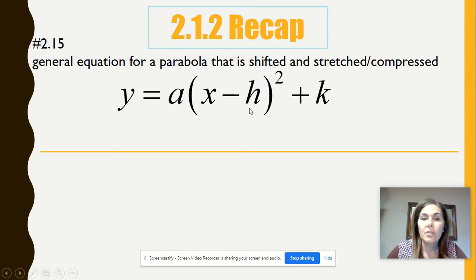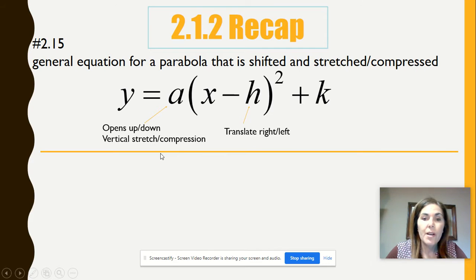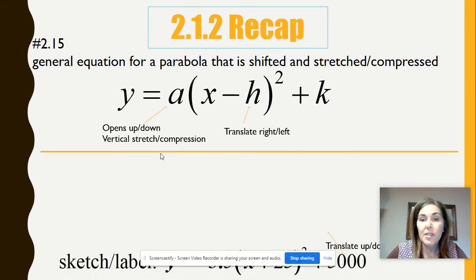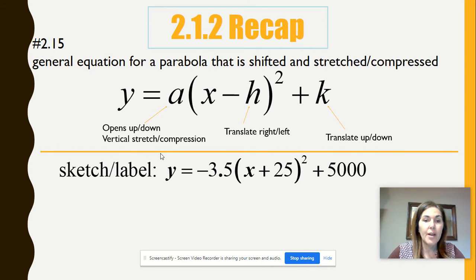The H, if you're subtracting a number, is going to tell you how much you're moving it to the right, or if you're subtracting a negative, you would actually be moving it to the left, and the K at the end is moving it up or down. So again, the A is opening up or down. The H that you're subtracting inside the parentheses is going to tell you left or right, translating it, and the K is moving it up or down.